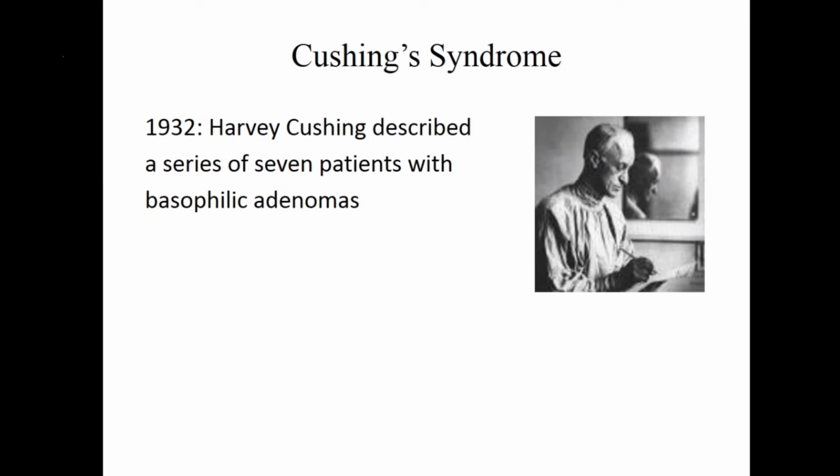So Cushing is named after a person who was a neurosurgeon. His name is Harvey Cushing. He described patients with pituitary adenomas, which are known as basophilic adenomas, in 1932. Harvey Cushing described 7 cases of pituitary adenomas, treated these patients, and ultimately they recovered. So the disease was named after him, and that is known as Cushing syndrome.